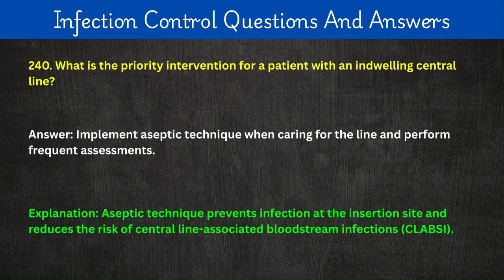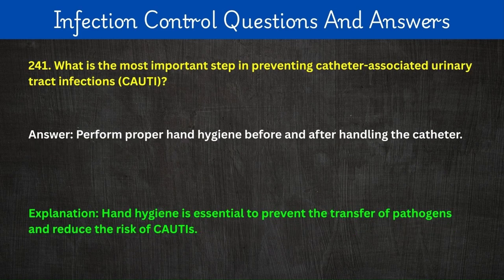Answer: implement aseptic technique when caring for the line and perform frequent assessments. Explanation: aseptic technique prevents infection at the insertion site and reduces the risk of central line-associated bloodstream infections, CLABSI. 241. What is the most important step in preventing catheter-associated urinary tract infections, CAUTI?